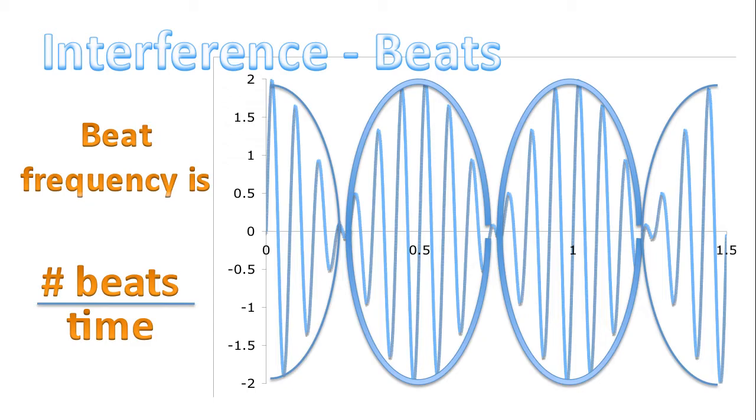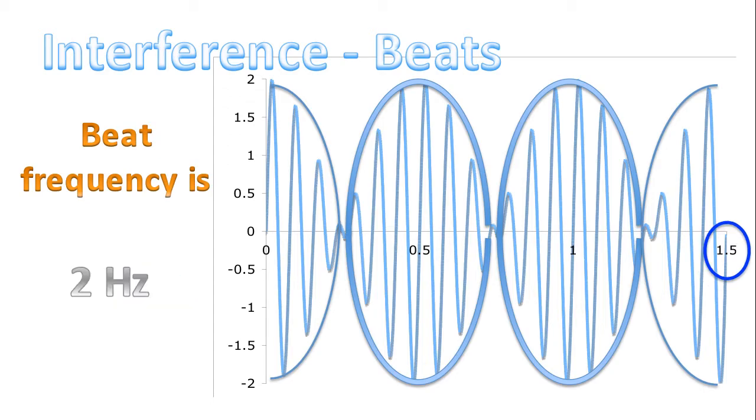Now let's determine the beat frequency. The beat frequency is defined as the number of beats over the total amount of time. Notice the time altogether is 1.5 seconds. Completing the division, the beat frequency is 2 hertz. And that literally means in 1 second, you would hear 2 beats. In 2 seconds, 4 beats. In 3 seconds, 6 beats, and so on.